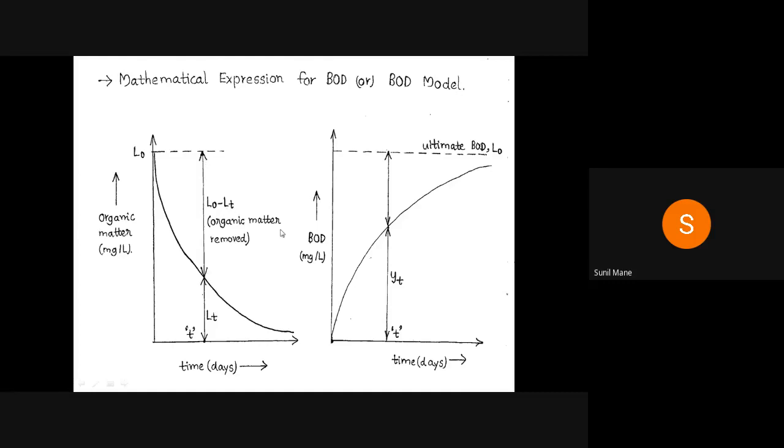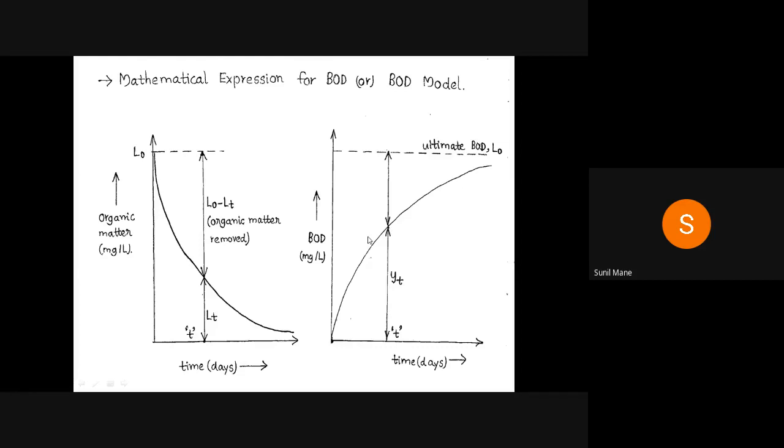These are the two graphs we have to always remember and take into consideration. If you understand well, you can have the overlapping of these two graphs, so that one graph you get in this manner and the second graph in this manner, and there would be an intersection, which you get as LT and YT at the same point.